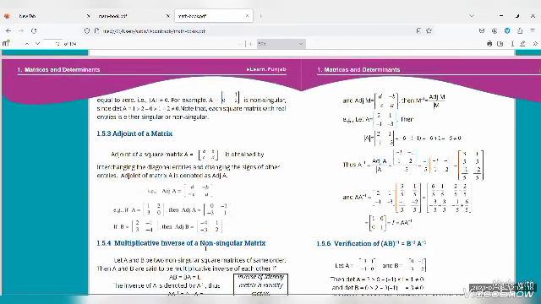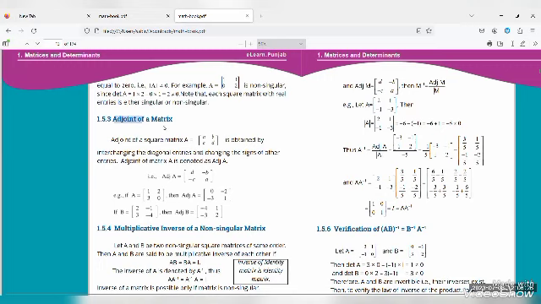Then that is about the adjoint of a matrix. How to learn the adjoint? You should focus on this concept, because it will help you in your further exercises. If you don't clear your concept over here, you will not be able to solve the questions later. The adjoint of a square matrix is obtained by interchanging the diagonal entries and changing the signs of the other entries.